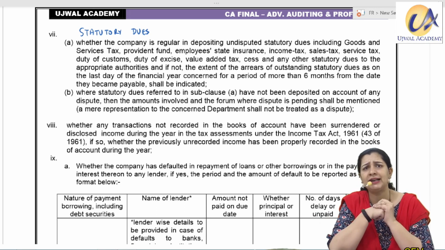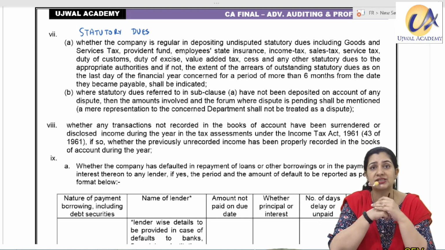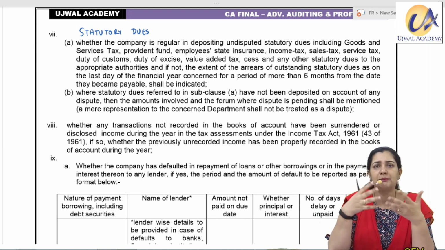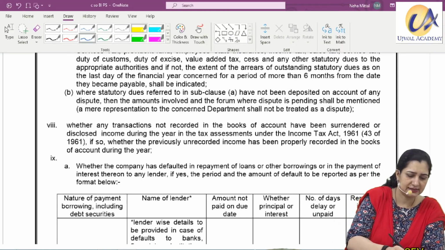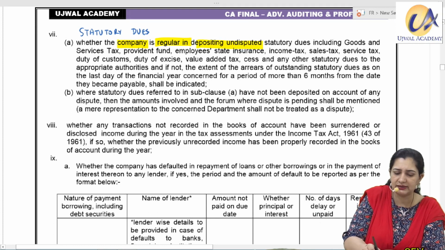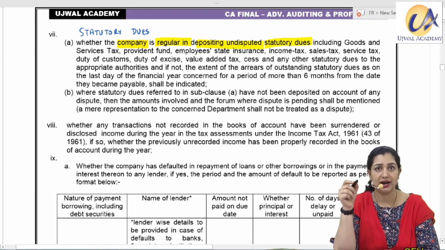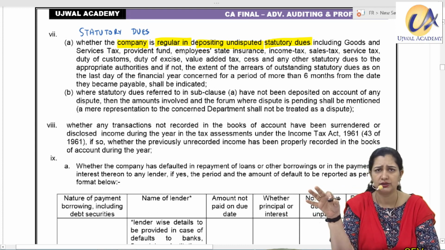So is the company regularly paying those amounts? If not, give the details of the amount which is outstanding, which the company has not paid. Okay. So next, statutory dues. Is the company regularly depositing the undisputed? Undisputed means where there is no legal case, no fight going on. Company knows this amount is payable.